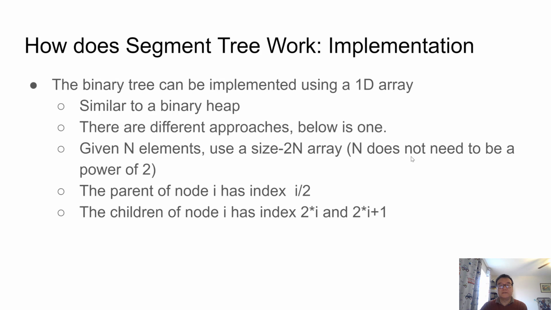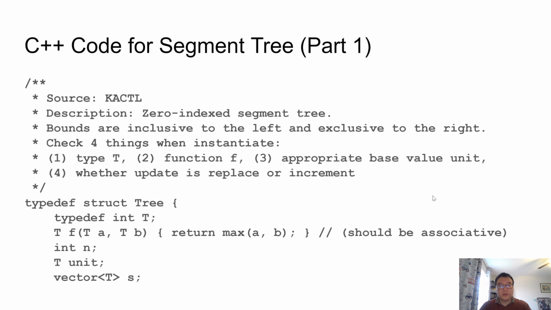So that's how we flatten this binary tree into a 1D array. Again, this is similar to a binary heap. So that's the implementation idea, and we're going to look at the code next.